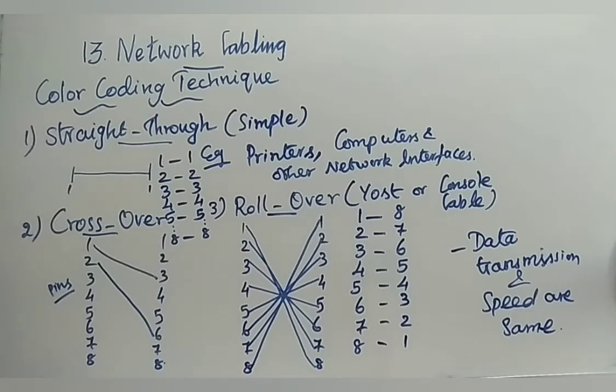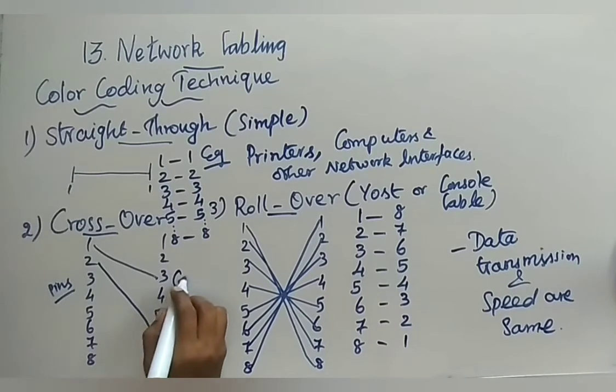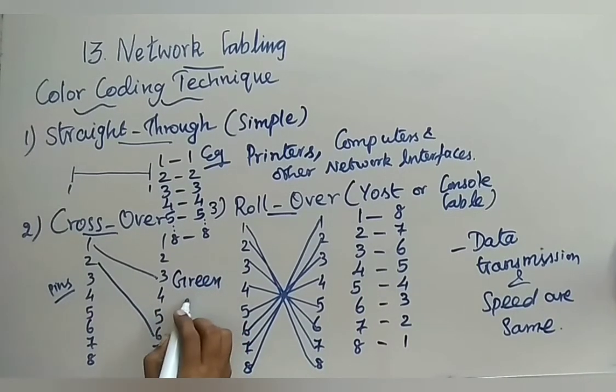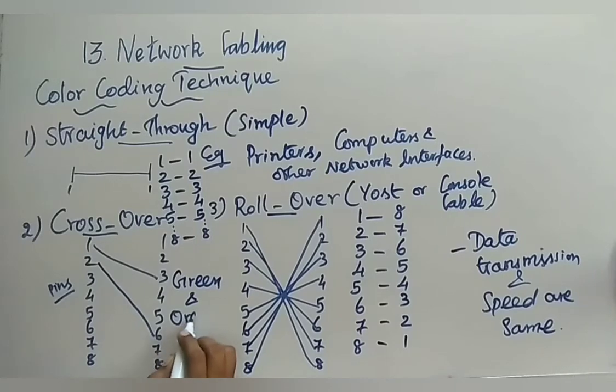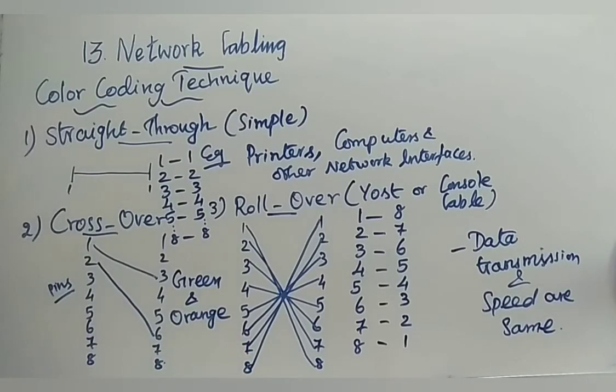And the next one is your crossover. Here pin 1 is connected with pin 3, and pin 2 is connected with the 6th pin. Like that it will go on. Mainly the wire colors used here are green and orange. Those wires are going to perform all the tasks.